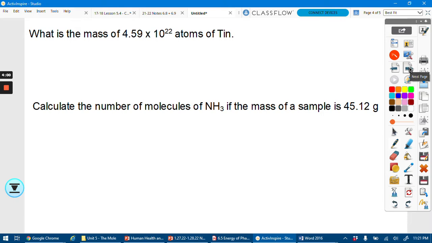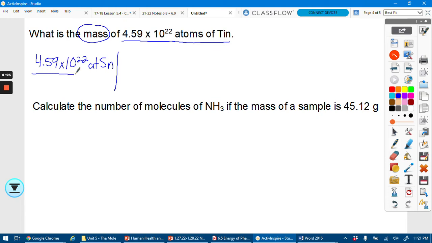So let's look at some examples. This first problem says, what is the mass of 4.59 times 10 to the 22nd atoms of tin? So we are given atoms. We're going to write down that number and unit, and that is given to us. And we want to find our mass.